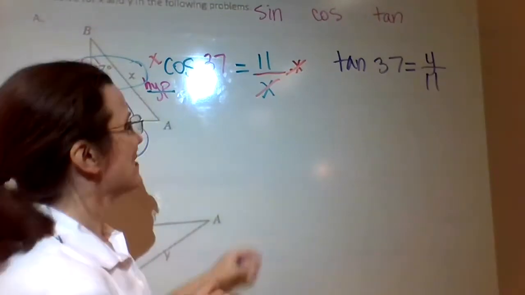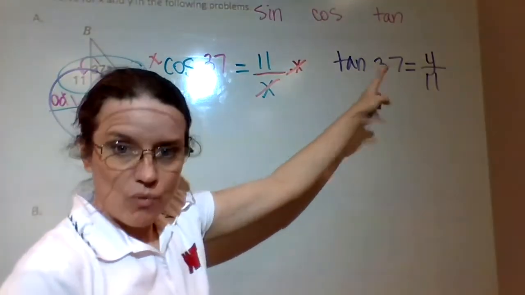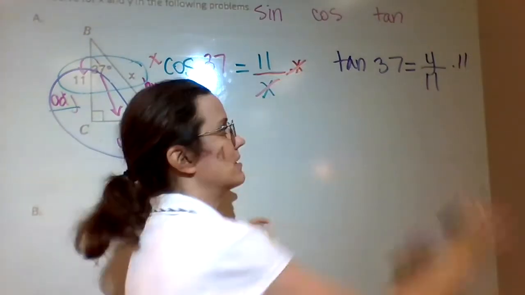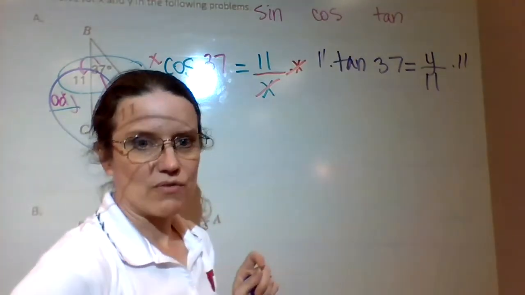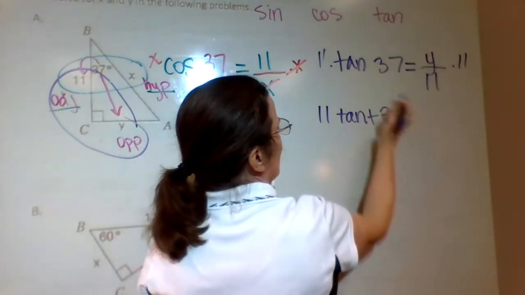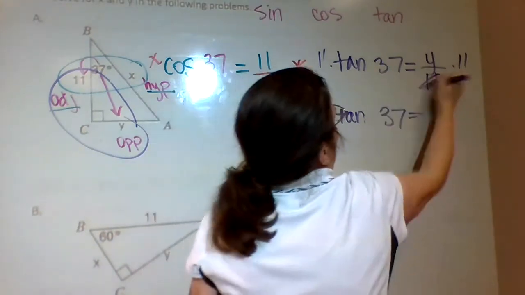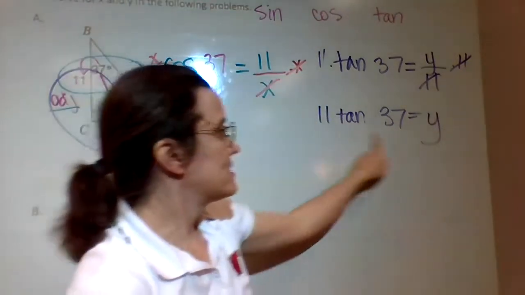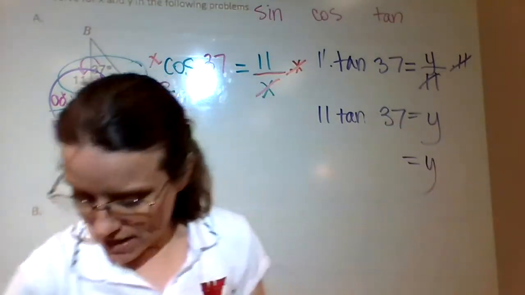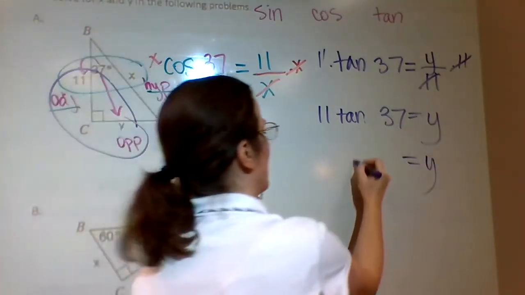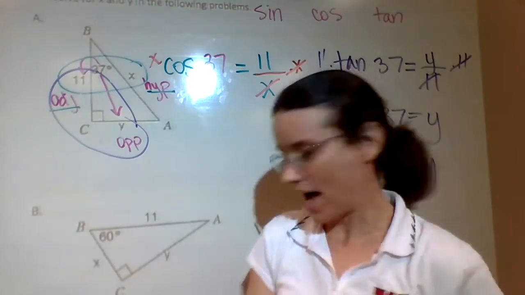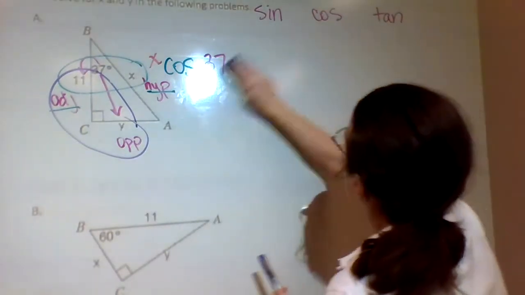Come step out of the way here. So now I just need to figure out what y is. Well, to get rid of this divided by 11, I'm going to times by 11. But if I times it over there, I have to times it over here. So over on the left, I have 11 times the tangent of 37. Those cancel, and I'm left with just y. This is now something you can type straight into your calculator, 11 times the tangent of 37, and y is going to come out to equal 8.29. And so now I have the length of x and I have the length of y. Moving on now.